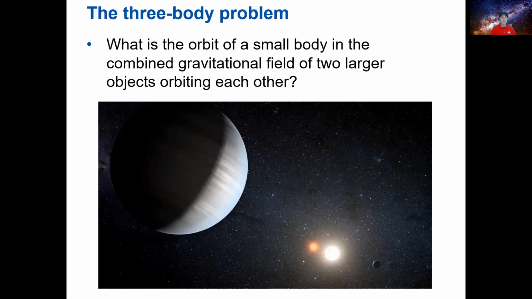The simplest case is to define the orbit of a small body in the combined gravitational field of two larger objects orbiting each other. Some examples of this type of problem include a spacecraft in the Earth-Moon system, an asteroid orbiting the Sun near Jupiter, a comet passing by an inner planet on its parabolic orbit around the Sun.